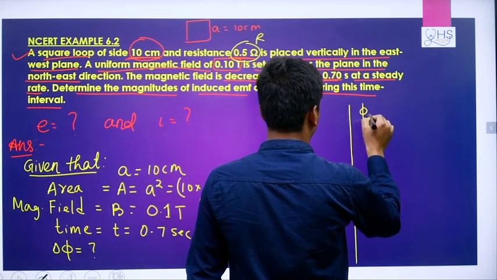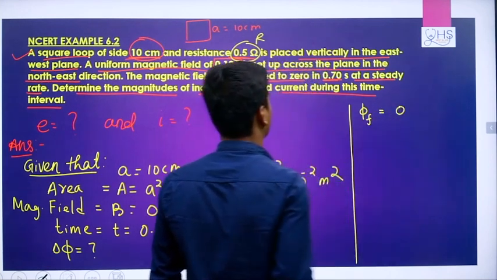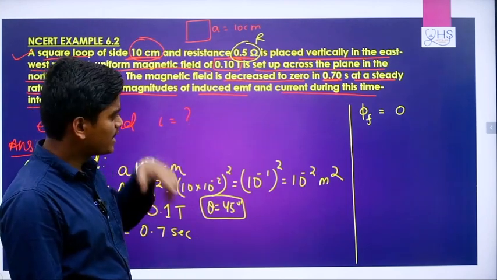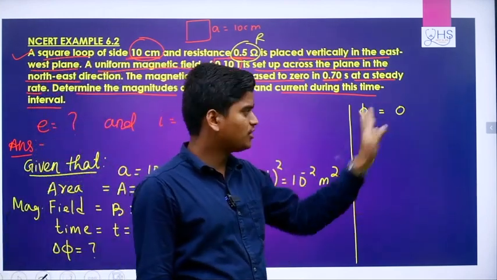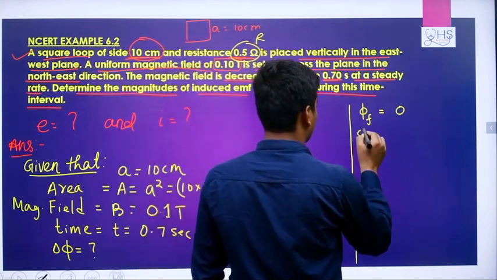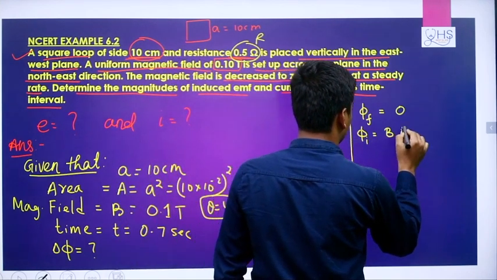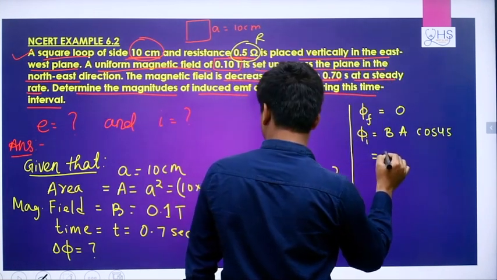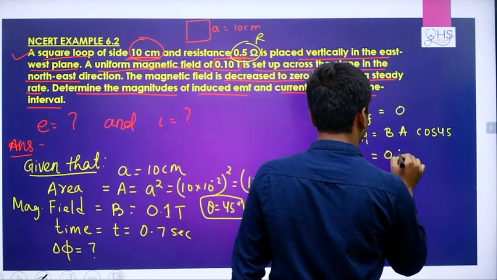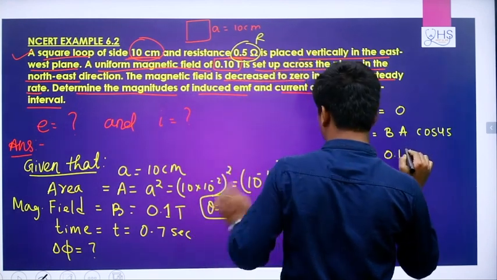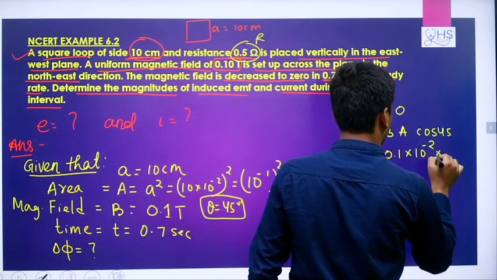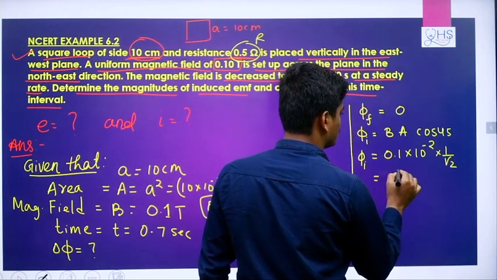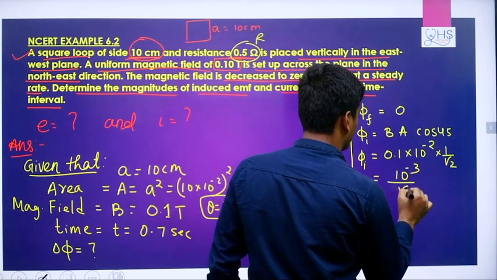Now see here, your final flux is basically 0. Why is the final flux 0? Because your magnetic field is decreased to 0, so in the final flux expression, when the magnetic field becomes 0, the flux will be 0. Now what is the initial magnetic flux? The initial magnetic flux is BA cos 45. B is 0.1, A I calculated as 10 to the power minus 2, and cos 45 is 1 by root 2. So the initial flux comes to 10 to the minus 3 root 2.